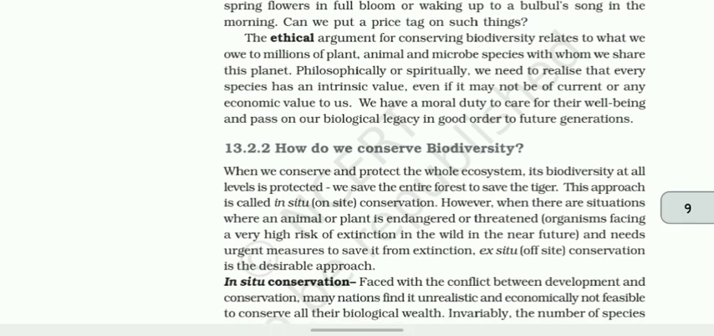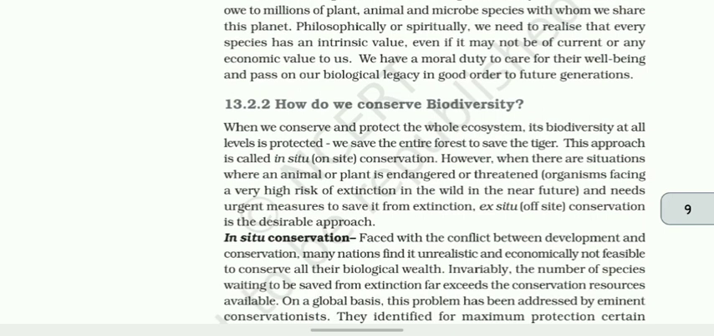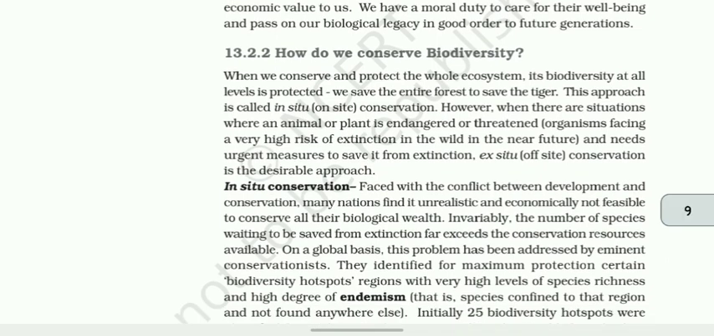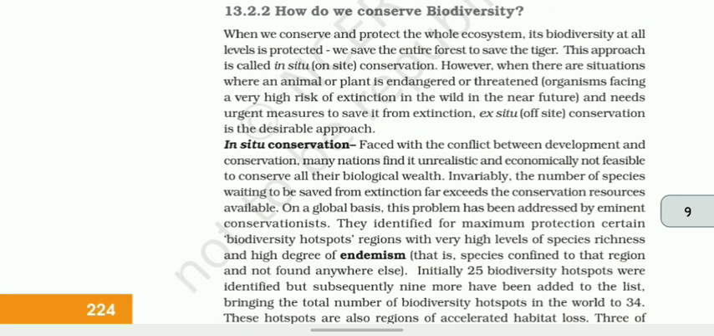The ethical argument for conserving biodiversity relates to what we owe to millions of plant, animal, and microbe species with whom we share this planet. Philosophically or spiritually, we need to realize that every species has an intrinsic value, even if it may not be of current or any economic value to us. We have a moral duty to care for their well-being and pass on our biological legacy to future generations.